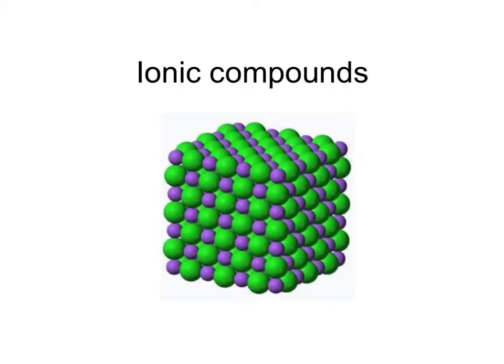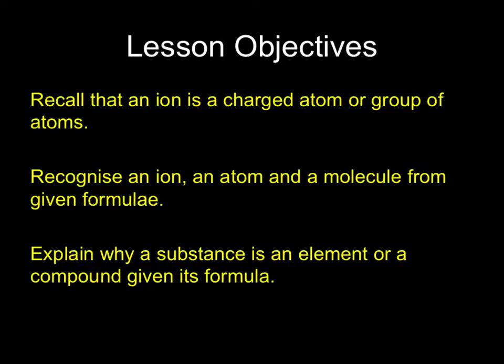This tutorial starts by looking at how you can recognize the difference between an element, an ion and a compound from their formula, and then looks at the properties of ionic compounds. So you need to know what an ion is. It's a charged atom, or indeed a charged group of atoms.